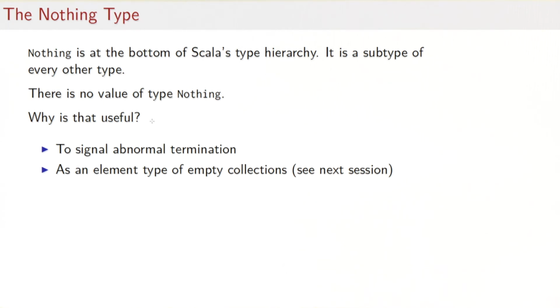The first is to signal abnormal termination. Sometimes a function would not return, but for instance would throw an exception or abort the program. And in that case you might ask, well, what would the return type of that function be? And the answer, in fact, is the best possible, the most precise possible type is Nothing. It doesn't return anything. It will terminate abnormally. And the second usage that we are going to see shortly is as an element type of empty collections. So if you have, let's say, a set that contains no elements, you could say it's a set of Nothing, something like that. We will see that in a second later on.